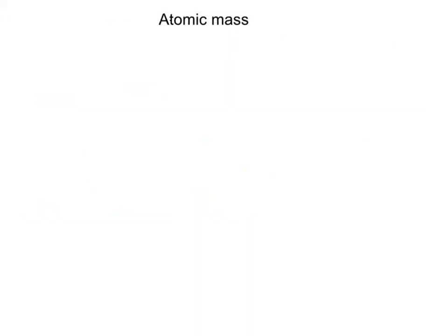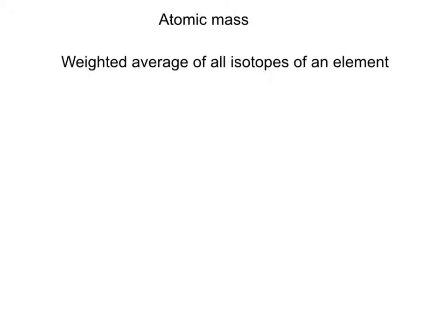Next we're going to talk about something called atomic mass. You have different isotopes of each element. Each isotope has a mass that's going to be a whole number because you're adding protons and neutrons, which each count as 1. So you're always going to have a whole number. Atomic mass is the weighted average of all isotopes of an element. You're really just averaging the masses of all the isotopes of that element. The key word here is weighted. You're weighting it by how common that isotope is.